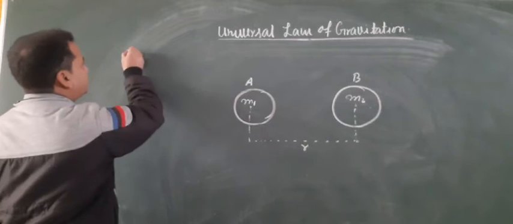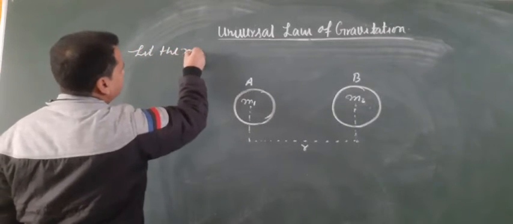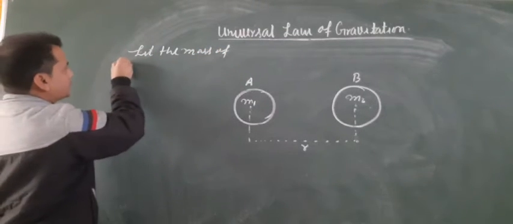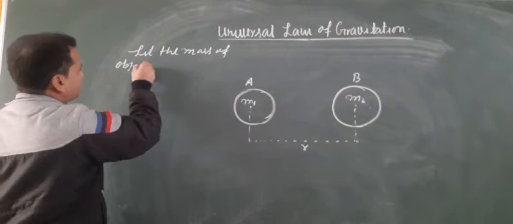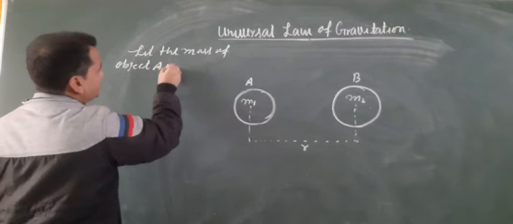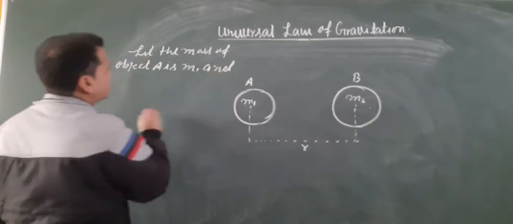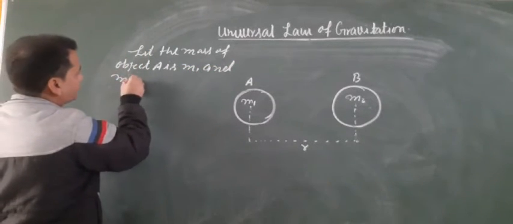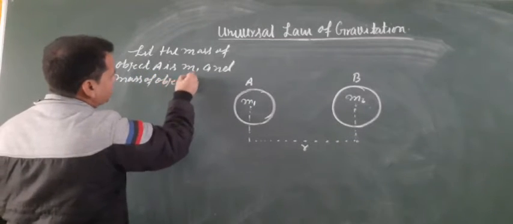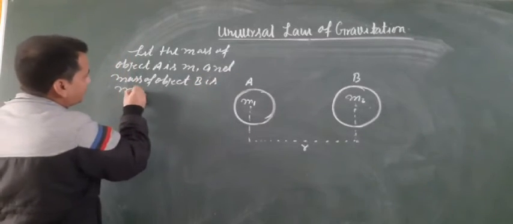Let the mass of object A be m1 and the mass of object B be m2.